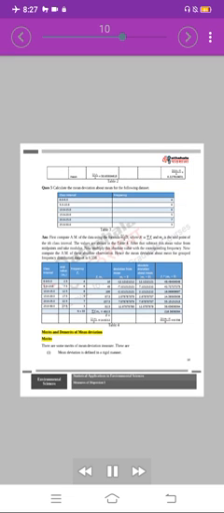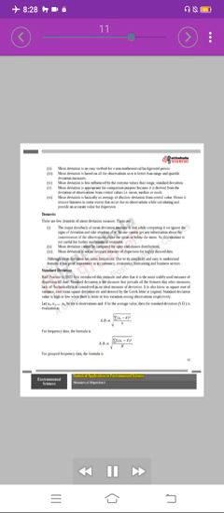Merits and demerits of mean deviation. Merits: there are some merits of the mean deviation measure. Mean deviation is defined in a rigid manner. It is an easy method for a person with a non-mathematical background.